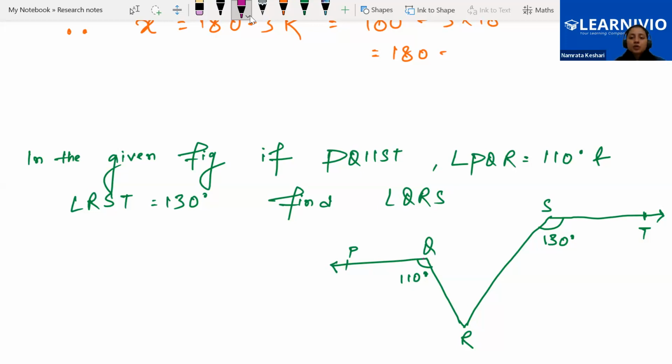Okay, so what we will do, we will draw a parallel line. We will draw a line, let's say M. RM is a line we are constructing, which is parallel to ST. Construction, who is doing? We are doing the construction.